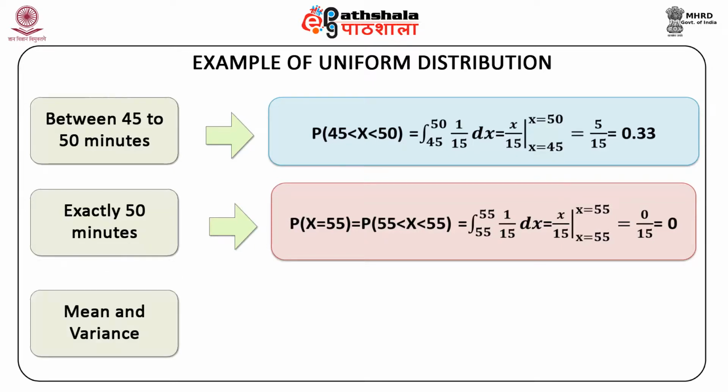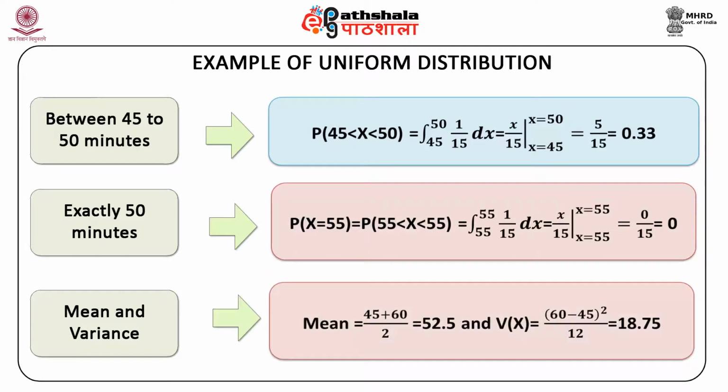Find the mean and variance of the distribution. The mean is equal to (45 plus 60) divided by 2, which is 52.5, and the variance of x is equal to (60 minus 45) the whole square divided by 12, which is equal to 18.75.